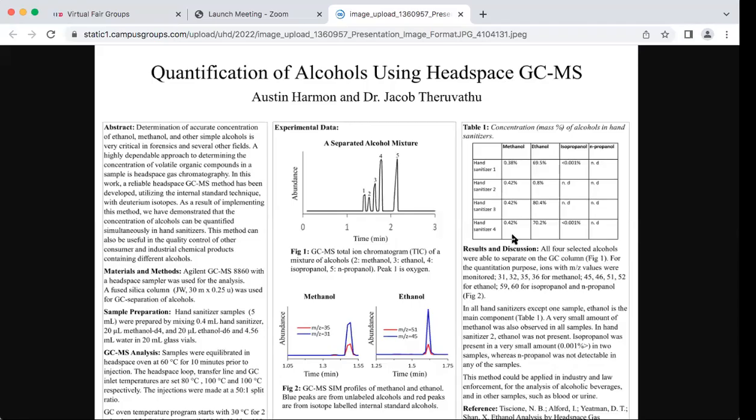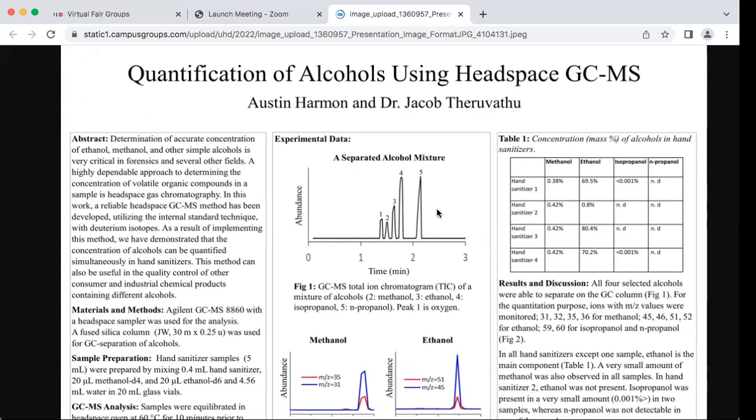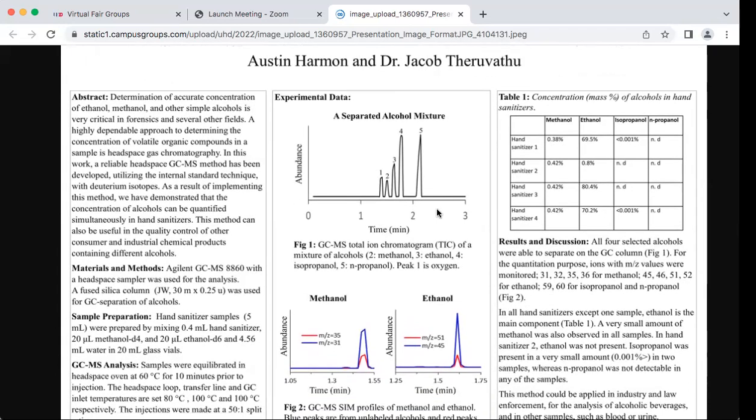Are you able to see this? Yes. Okay. This project is all about finding out how much alcohol is in hand sanitizers. We used gas chromatography. First we made a mixture of methanol, ethanol, isopropanol, and N-propanol, and then we analyzed it in the GC, and this was the output.